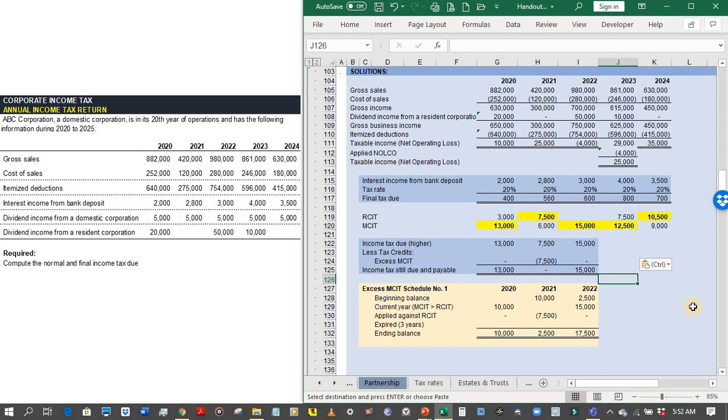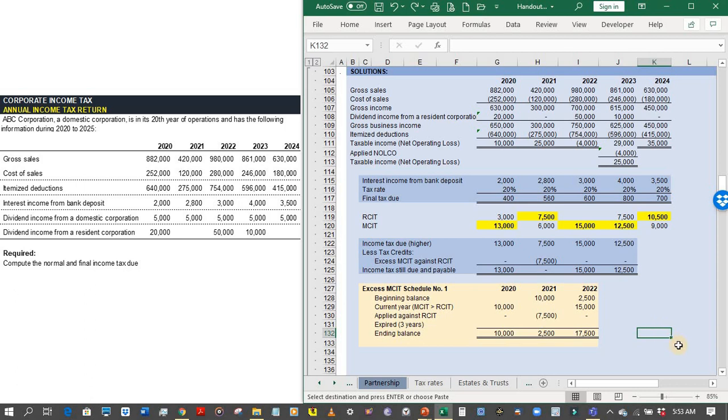So in 2023, again, MCIT is greater than RCIT. So the income tax due is 12,500. And since MCIT is greater than RCIT, there will be no applied excess MCIT. Since in 2023 the higher amount is MCIT, there will be no excess MCIT deducted from the 12,500, because again, excess MCIT shall only be deducted against RCIT. So that is why this will be 0. So the income tax still due and payable of the entity is 12,500.